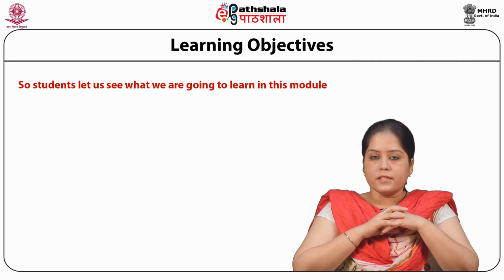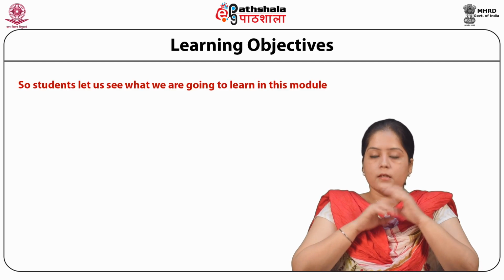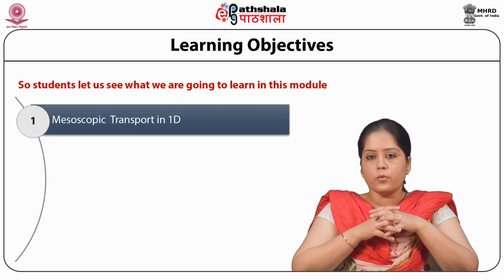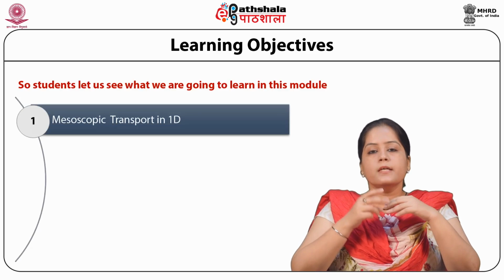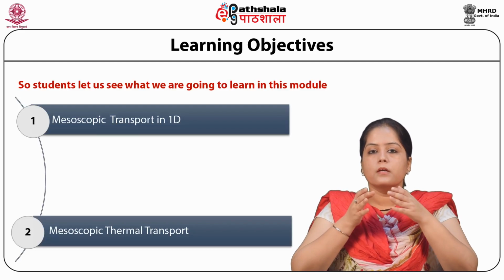So students, today we are going to talk on the module Mesoscopic Physics from the paper Physics at Nanoscale. The learning objectives of this module are: first, we will discuss the mesoscopic transport in 1D. Secondly, we will also discuss the mesoscopic thermal transport. So students, let us start with a basic introduction about the module.